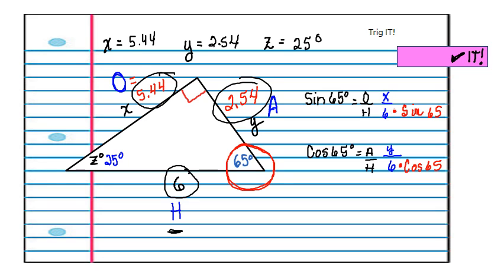And if you really want to, you can actually just use the Pythagorean theorem just to check. 5.44 leg squared plus other leg squared, 2.54 squared, and it should be approximately, extremely close to 6 squared, or 36. Check it out.